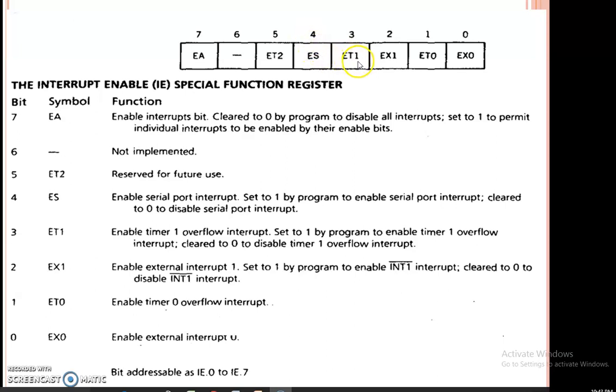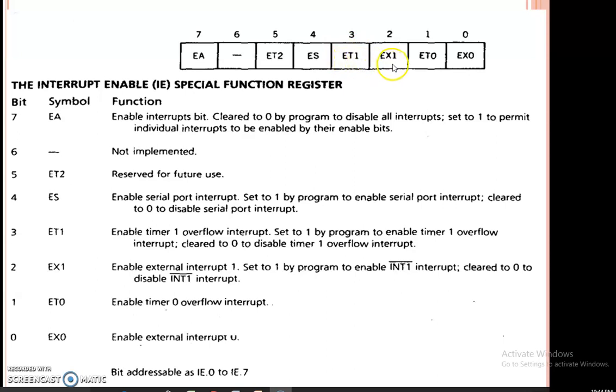Next, ET1. Enable timer 1 interrupt. If ET1 is equal to 1, the 8051 can receive the interrupt from timer 1. If it is 0, it cannot receive the interrupt from timer 1. So we enable or disable the timer 1 interrupt with the help of the ET1 bit.